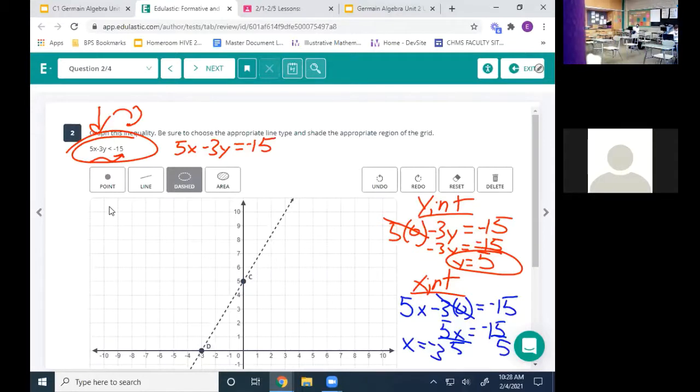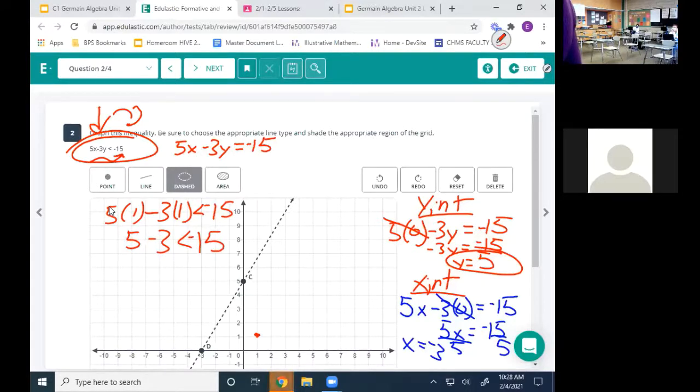Now I need to figure out where I'm shading. So, what is the point you might want to plug in here, Connor? Boom. So I'm going to take that point to test. Am I shading below or above the line? Okay, I'm going to take my point (1, 1) and plug it into my inequality. 5 times 1 minus 3 times 1 is less than negative 15. 5 times 1 is 5, minus 3 is 2, is less than negative 15.